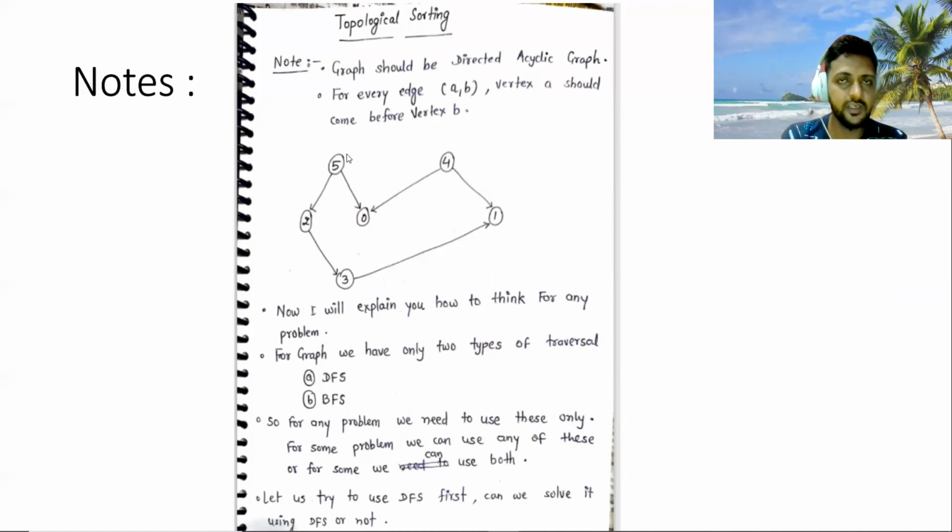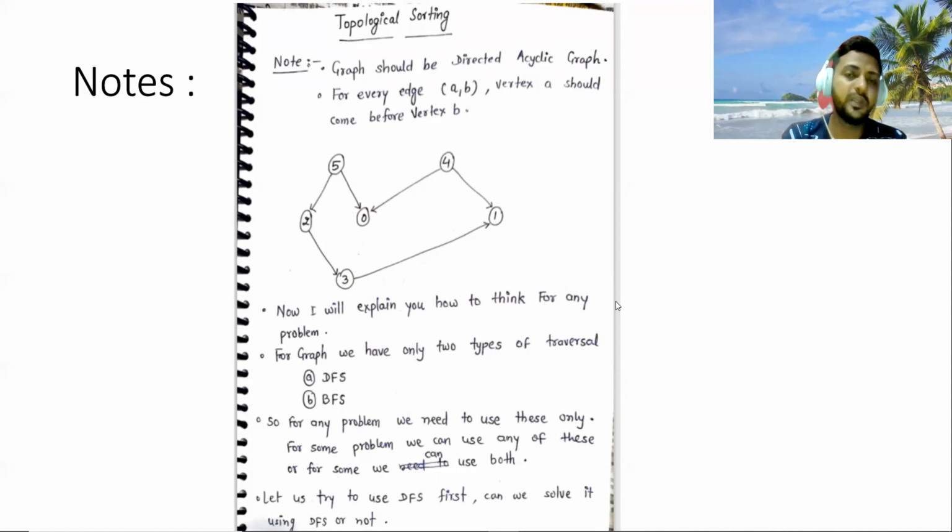Now, can we say this graph is a directed graph? Yes. Does this graph have a cycle? No. It means this graph is a directed acyclic graph, and we can apply the topological order. We can apply topological order on any graph, but if it is not a directed acyclic graph, you will not get the correct output.